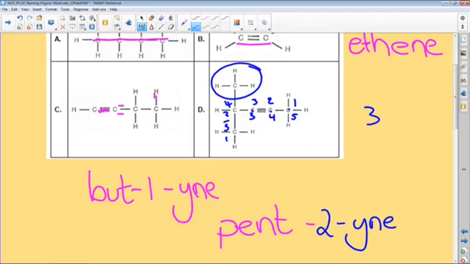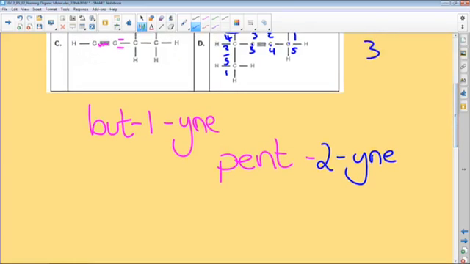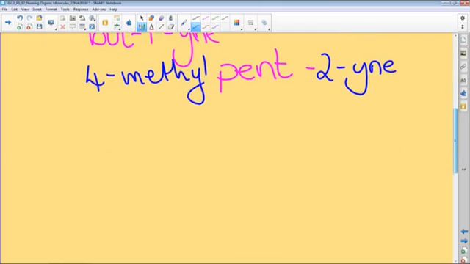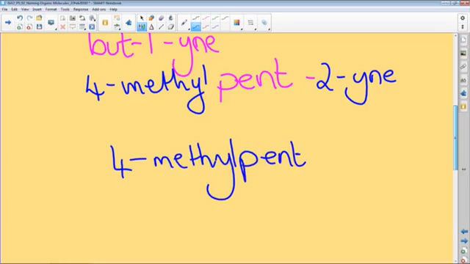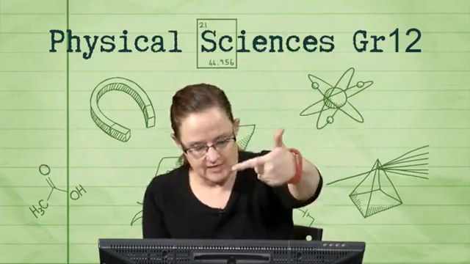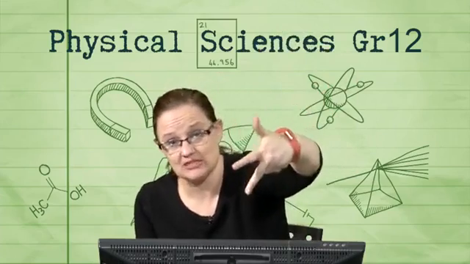Now how shall we write this? So we know that it's 4-methyl. Now this was just me getting the name together, and I'm going to write it nice and neatly so that you actually know exactly what it should look like. So we have 4-methylpent-2-yne. Grade 12s, it must be one word, must have numbers, must have dashes between the numbers.